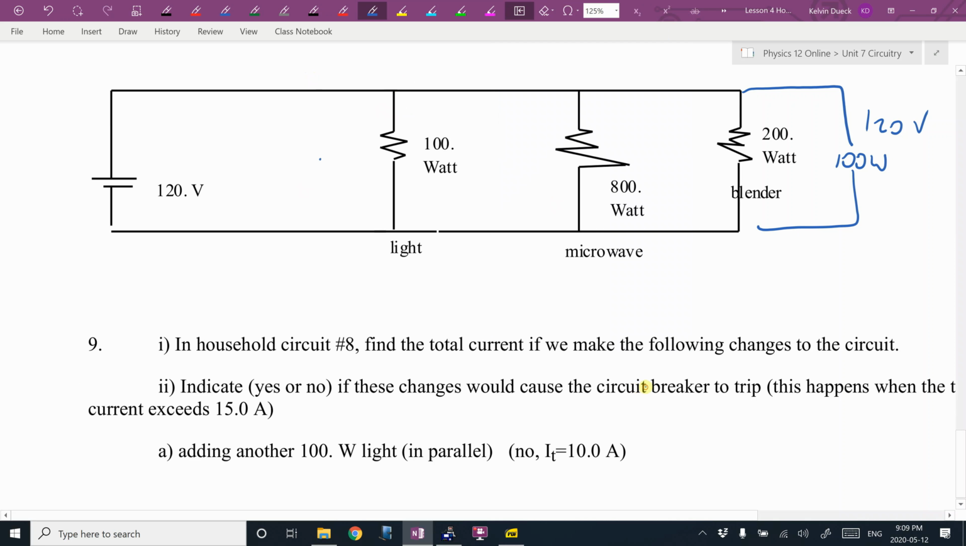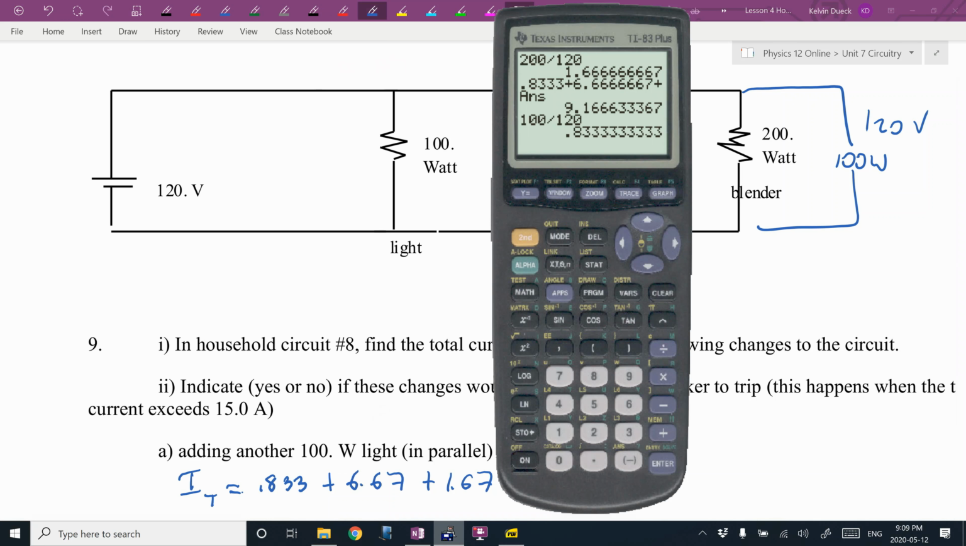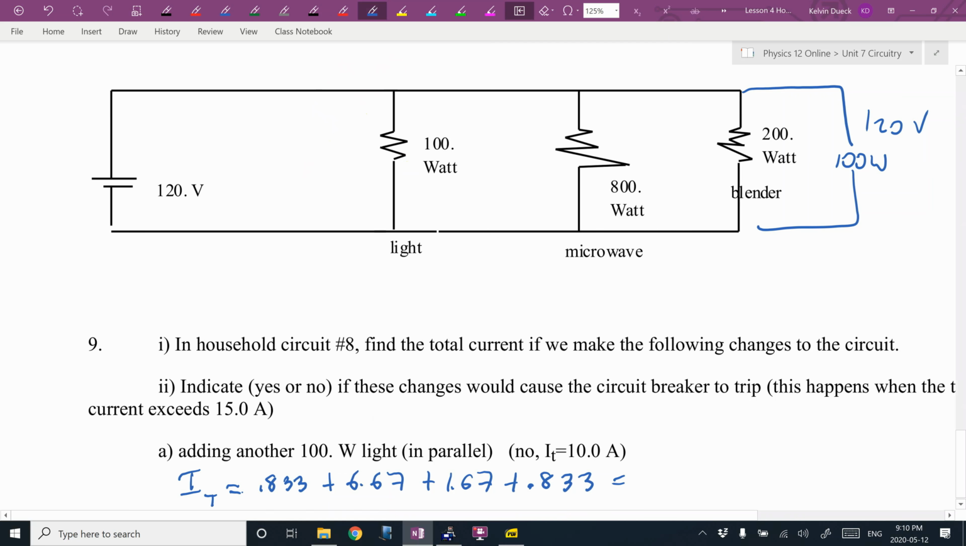We already had I total would be 0.833 plus 6.67 plus 1.67 plus another 0.833, which is times 2, plus 6.67 plus 1.67. Yeah, 10 amps. No, it wouldn't trip the breaker yet.